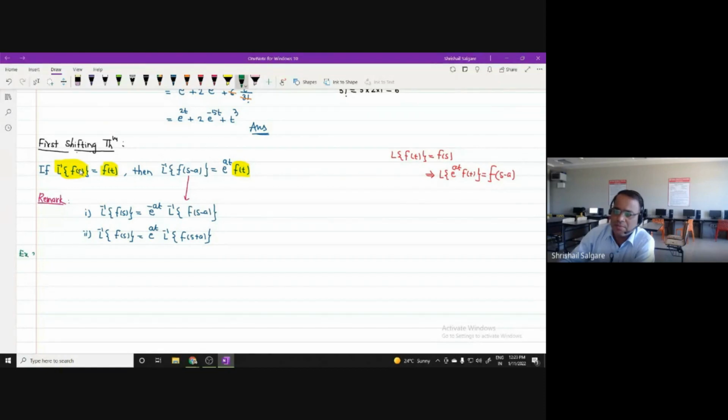Example number 2. Find the inverse Laplace transform of the first term s minus 2 divided by (s minus 2) bracket square plus 5 square, plus s plus 4 divided by (s plus 4) bracket square plus 9 square, plus 1 upon (s plus 2) bracket square plus 3 square. This Laplace transform you have to find.